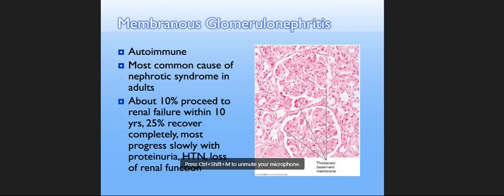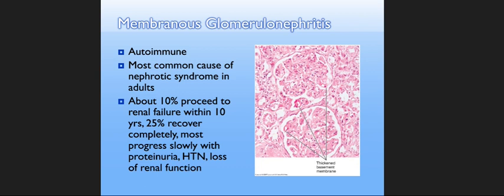Let's go to another example of this big group of glomerulonephritis. We have what's called membranous glomerulonephritis. And if you look at the pathologic picture as a guideline, membranous means there is a thickening of the basement membrane. So that thickened basement membrane gives us the name membranous. Membranous is related to membrane. It's an autoimmune disorder.